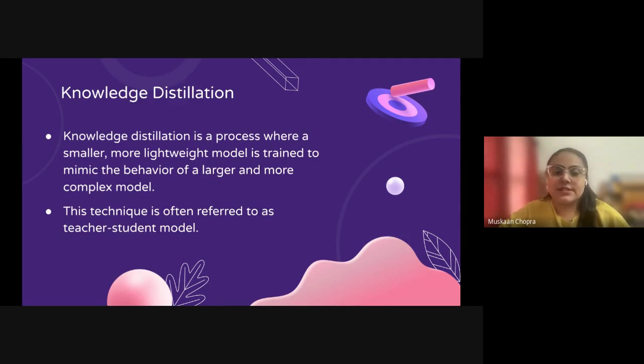Next is knowledge distillation. Knowledge distillation is a process of transferring knowledge from a large complex model, which may be referred to as a teacher, to a simpler model, the student. A smaller, more lightweight model is trained to mimic the behavior of the teacher model, the larger model. This can be done by training the student to copy the predictions of the teacher or by training the student to predict the teacher's soft labels or weak labels.